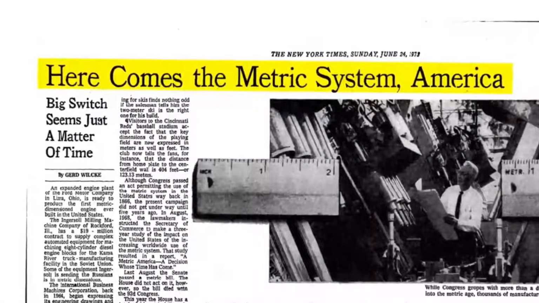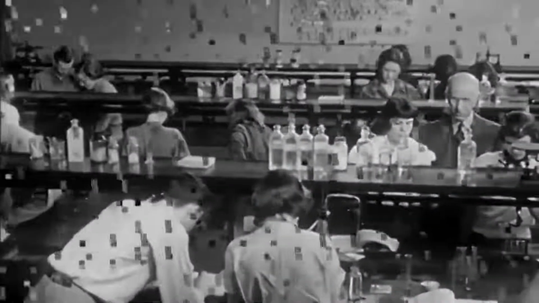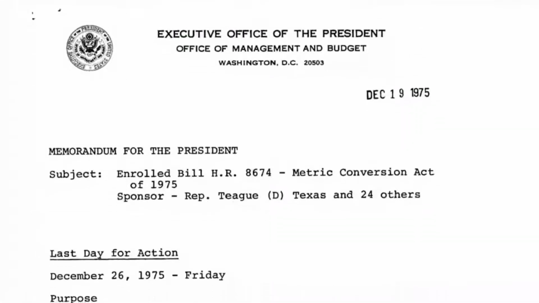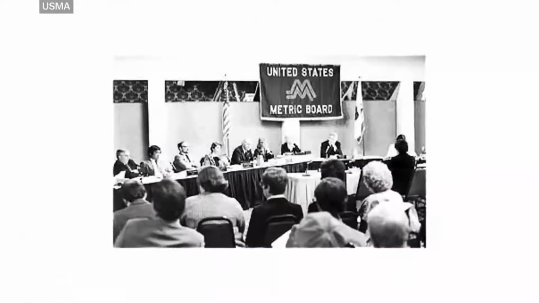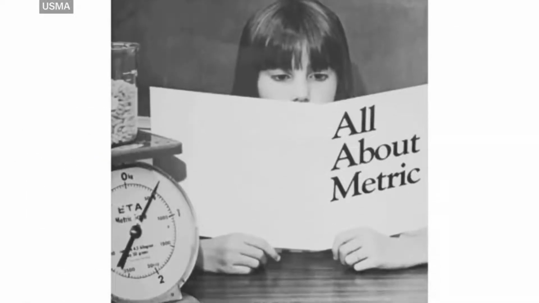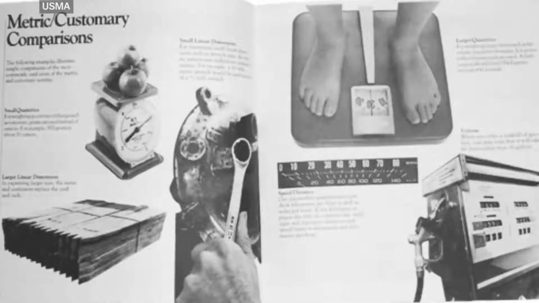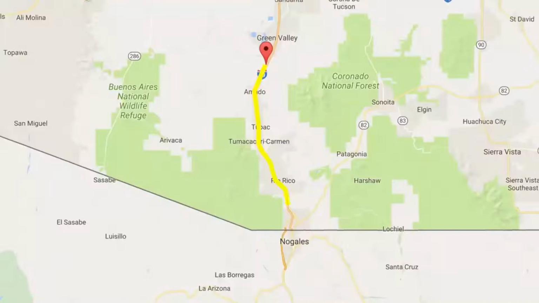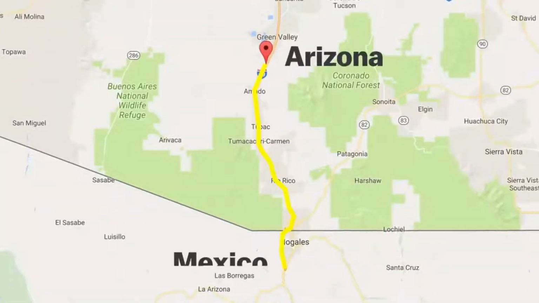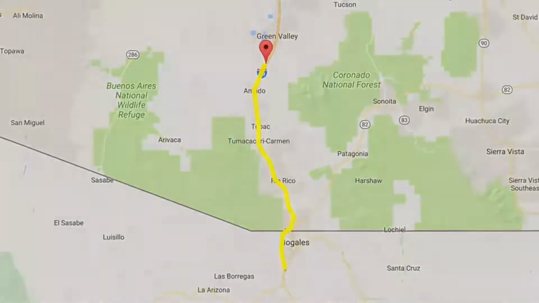The change would have been good for trade and scientific communications with the rest of the world. So Congress passed a law, the 1975 Metric Conversion Act, which led to the United States Metric Board that would educate people about the system. This created the only metric highway sign in the US, the Interstate 19 connecting Arizona to Mexico, but it didn't go much further than that.